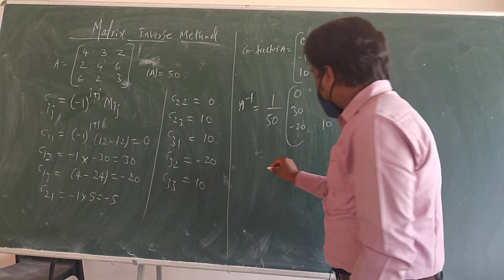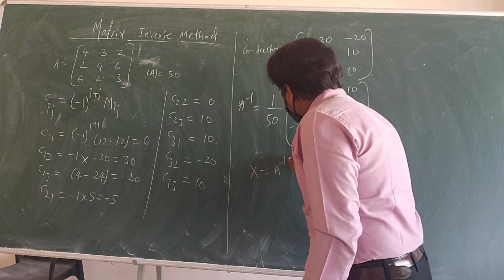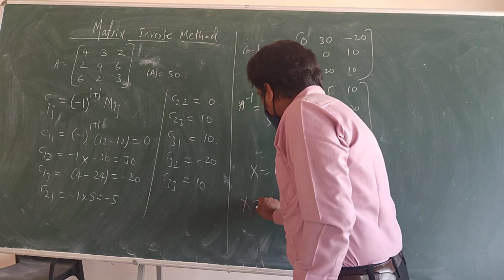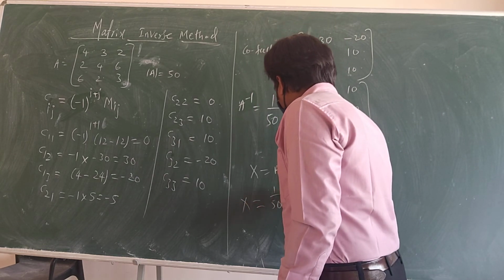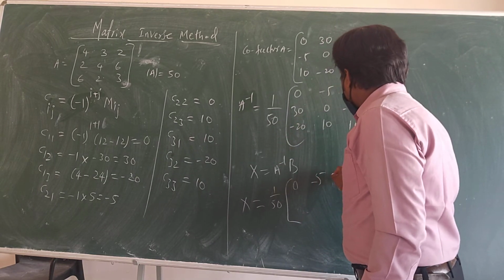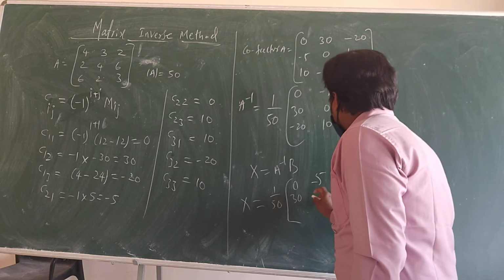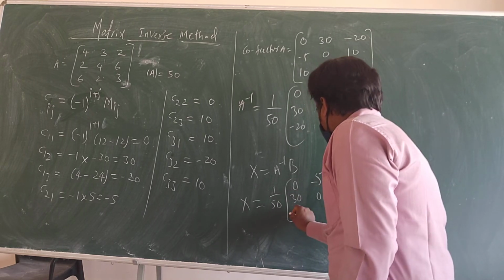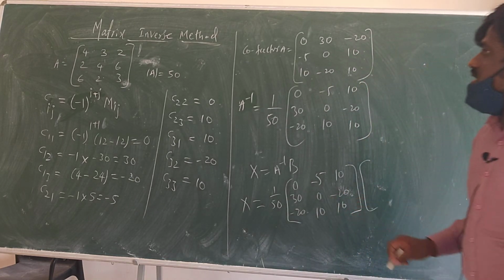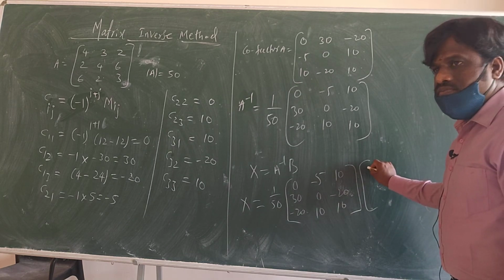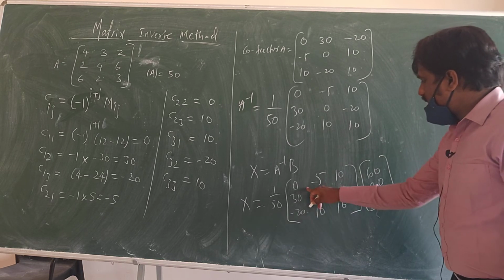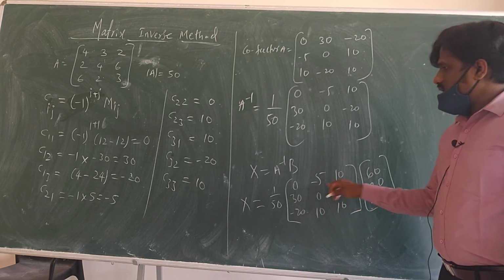Now what do you have to find? X is equal to A inverse into B. Don't multiply inside. You follow what I said. X is equal to A inverse, which is 1 by 50. Don't multiply, this takes a lot of time, wasting time. 0 minus 5 10, 30 0 minus 20, minus 20 10 10, and into the B matrix. B matrix, tell me. 60 90 70. Now what do you do here? Multiply these two matrices.